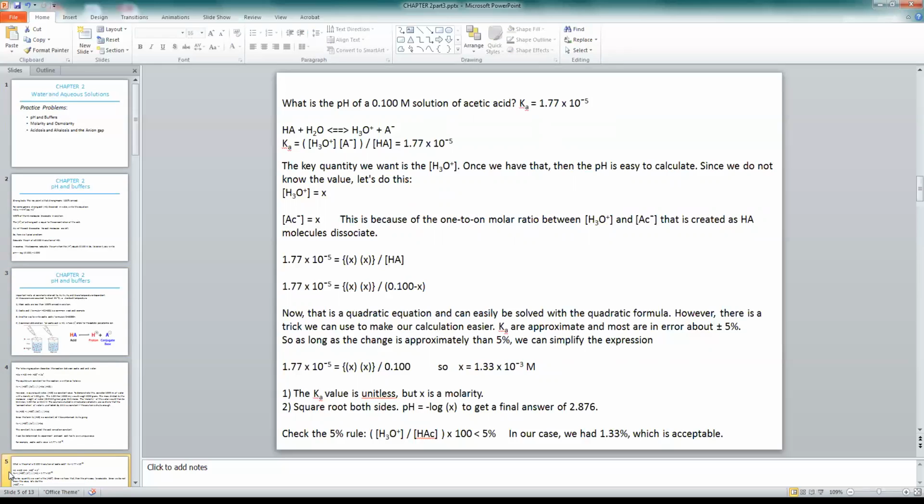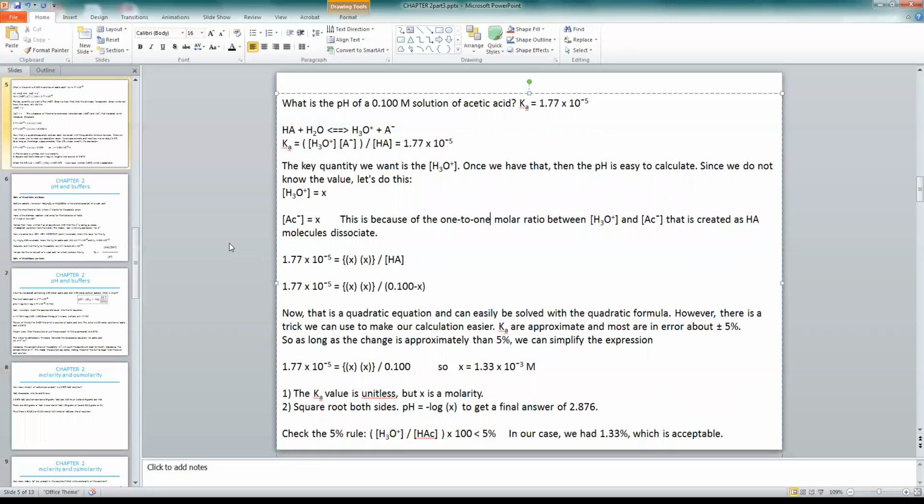And you can do an ICE box if that's something that you feel more comfortable doing. But essentially, I'm going to represent my unknowns with x's. In this case, my acetate is also an x because there's a 1-to-1 molar ratio between my H3O+ and my AC-, and that's going to be created as my acid dissociates. So I come up with an expression substituting in x for the two things that I don't know.